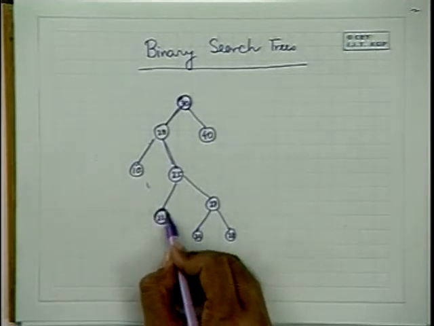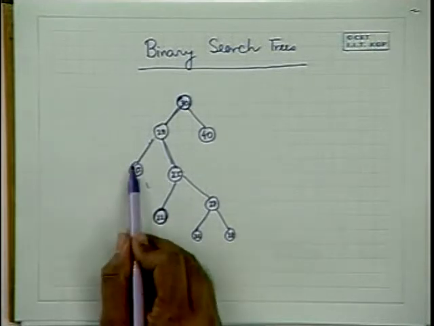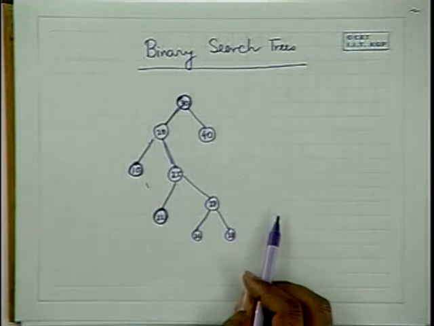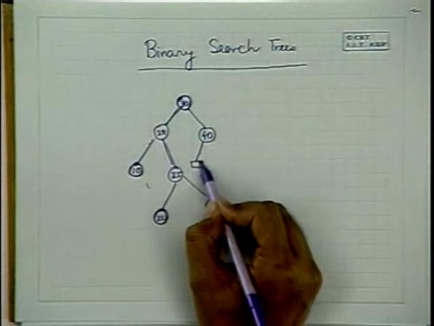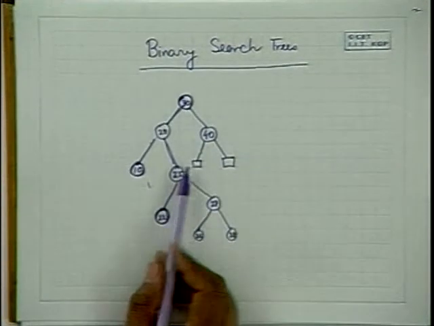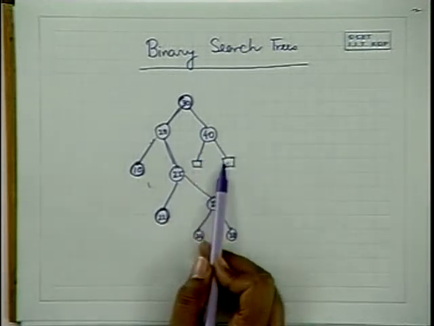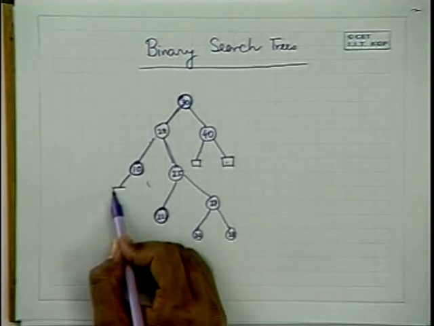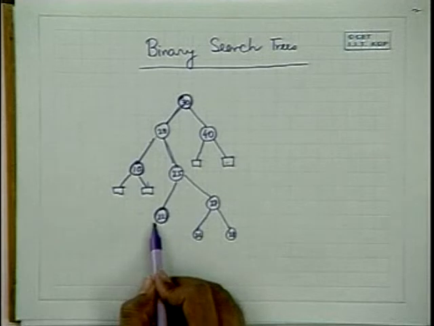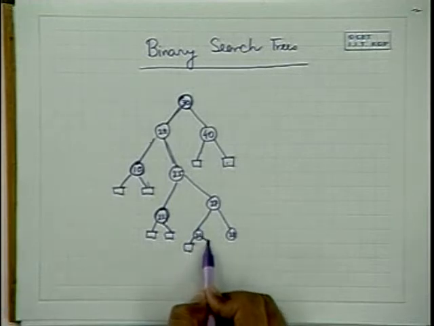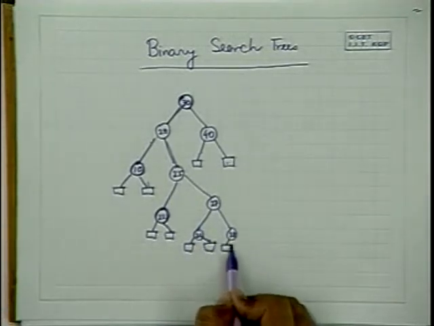Now, this is our notation. For each node we always have two children, though one child may be empty. We will denote the empty children with squares like this. In the declaration, this node has two pointers, a left child and a right child, and these two pointers will be null. This one also has two empty pointers, this one has two empty pointers, and this one has two empty pointers.